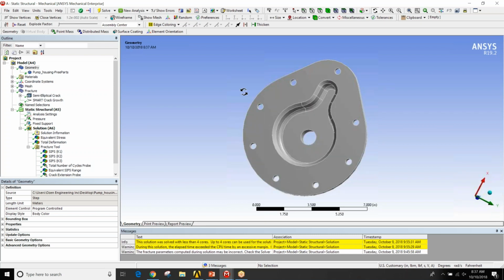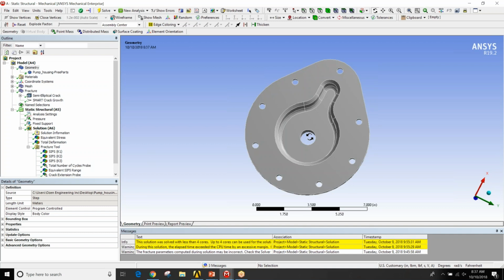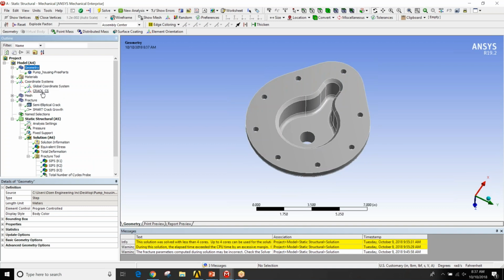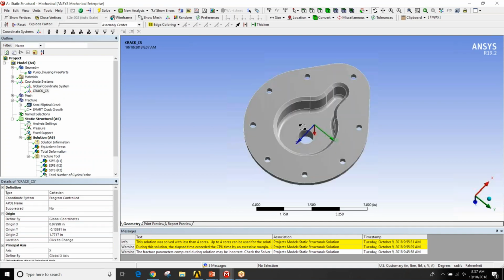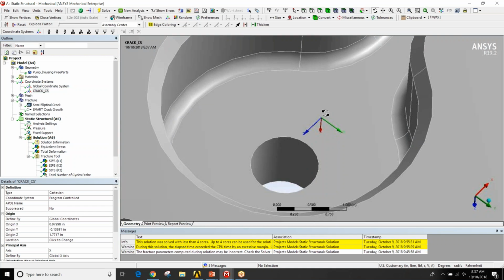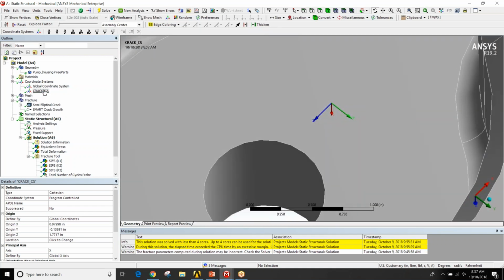This is our geometry, and the very first thing you may want to do before you put any crack is specify a crack coordinate system. The crack coordinate system is placed at the location where the crack is. And as you see here, the crack coordinate system is specified right at this location. It turns out this region is a location where there are tensile stresses.